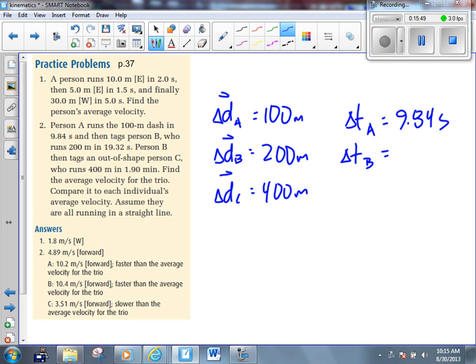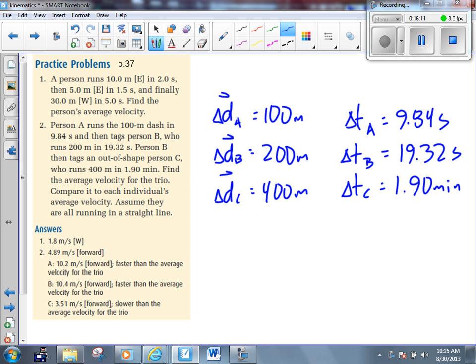Person B is running the 200 meters in 19.32 seconds. That's also very fast. I wish I could run anywhere close to that fast. Person C, I could beat this person. I think I could beat this person. 1.9 minutes is the time that it takes person C to run 400 meters. In fact, I know I could beat this person.